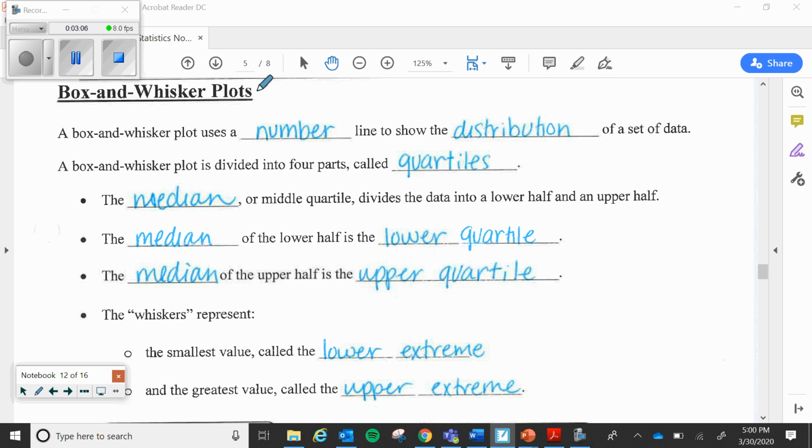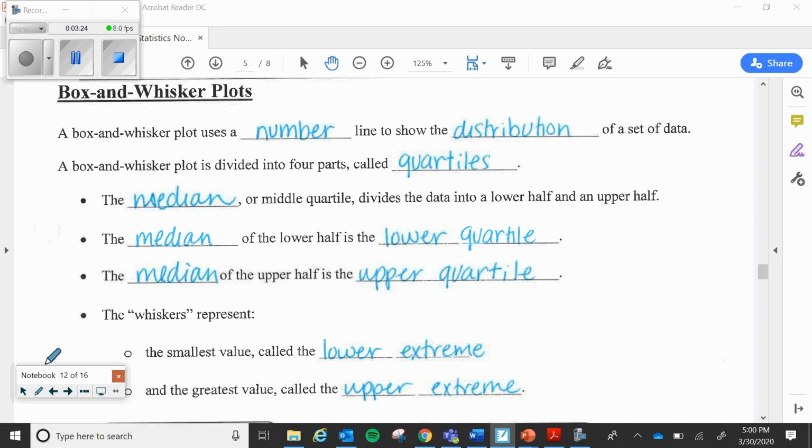So at this point, you should go ahead and have those gold or white notes out. And I want you to turn to the section. It should be page 5, which would be like the 3rd page in, front and back. So we're working with box and whisker plots.